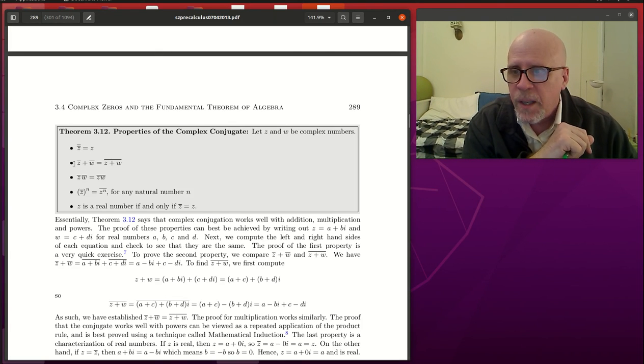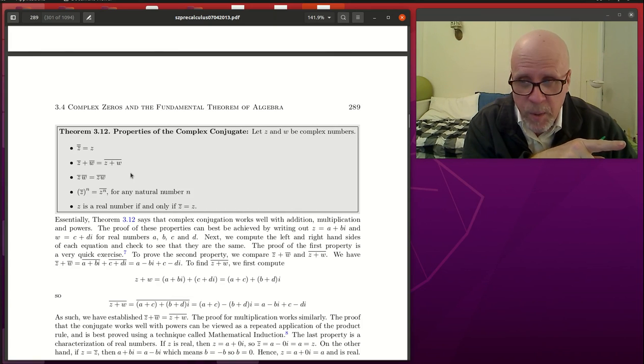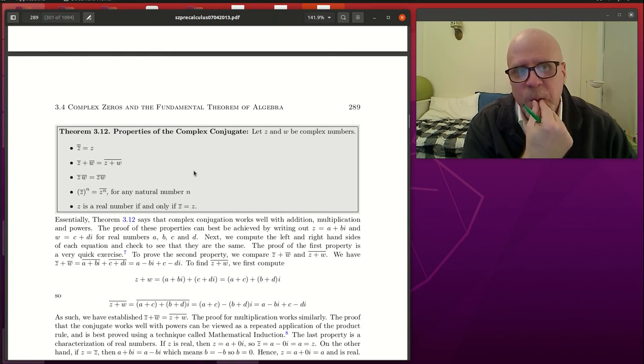Okay. Is this obvious that the conjugate of a number plus the conjugate of a different number is the same thing as add them up and take the conjugate of that? Yeah, that's not so crazy if you work through what all that means with actual a plus bi's and c plus di's. You'll see it.